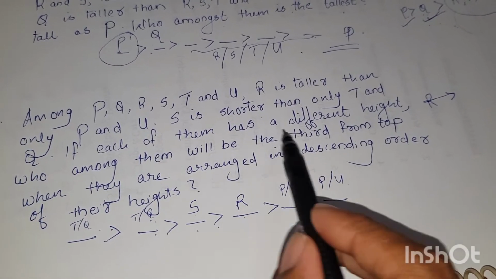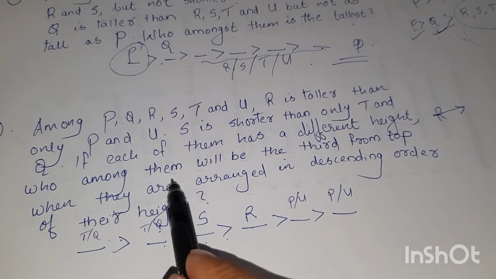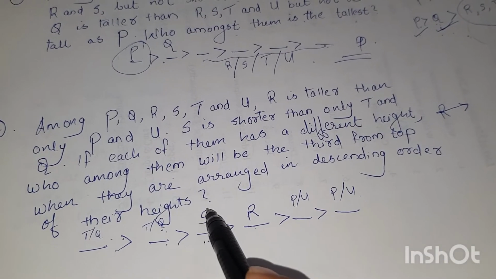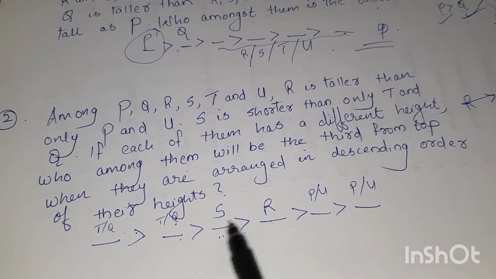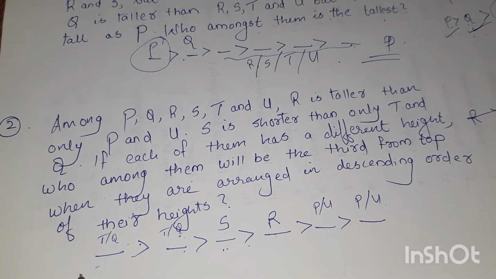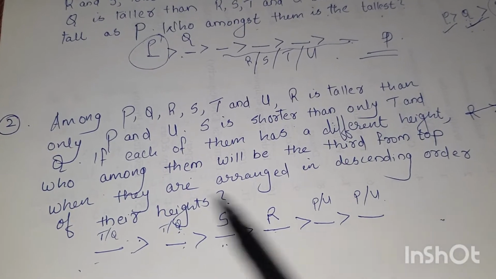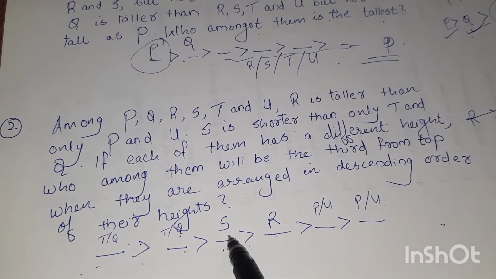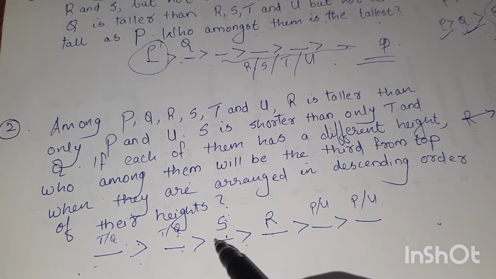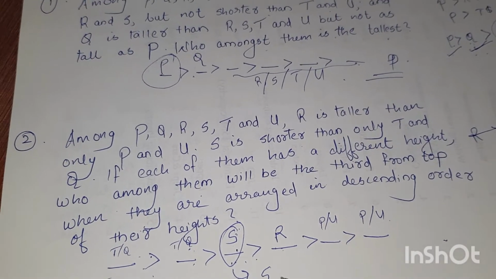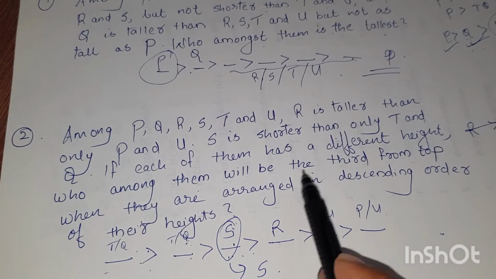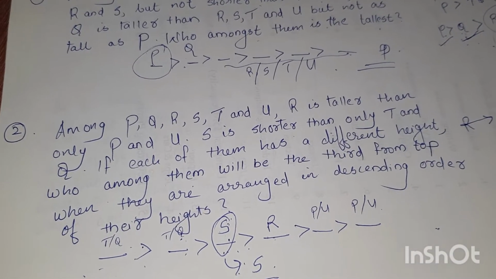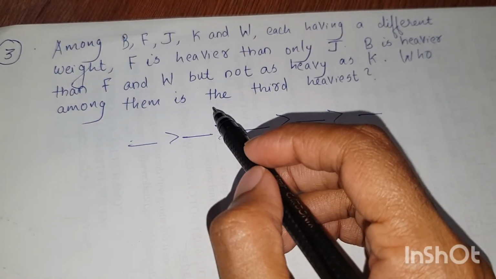If each of them has a different height, who among them will be the third from the top when they are arranged in descending order of their heights? I have arranged these in descending order, that means from the largest to the smallest. So the third one according to the height in descending order is S. The third from the top is definitely S. Okay, now moving on to the next question.